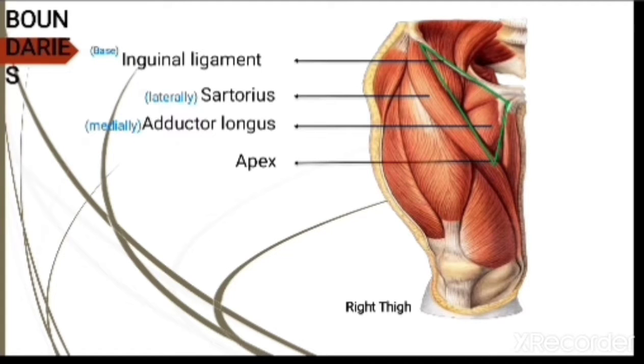So the boundaries of the femoral triangle: since it is a triangular structure, it has three borders. First is the base. This is the base. It is formed by the inguinal ligament. The inguinal ligament is the folding of the external oblique muscle and it extends from the anterior superior iliac spine up to the pubic tubercle. Then the lateral boundary is formed by the sartorius and the medial boundary is formed by the adductor longus muscle, as we can see in the diagram. So these are the boundaries of the femoral triangle.